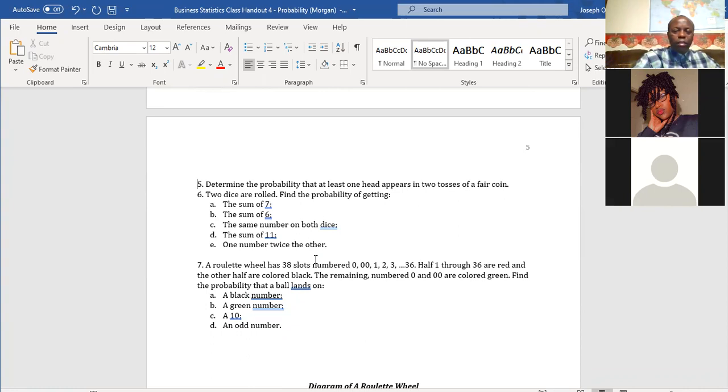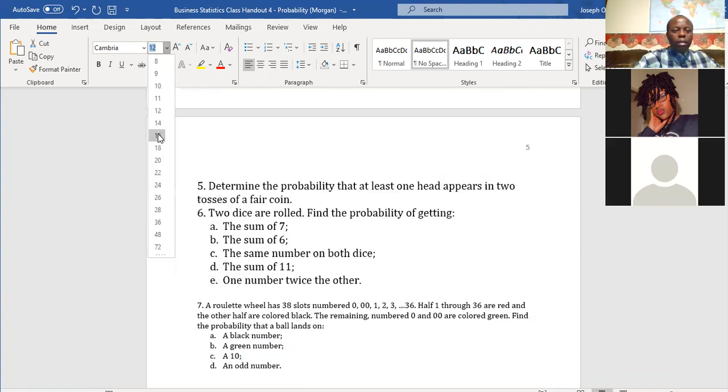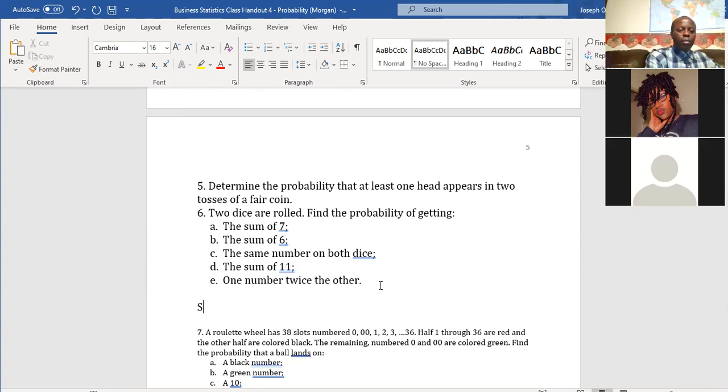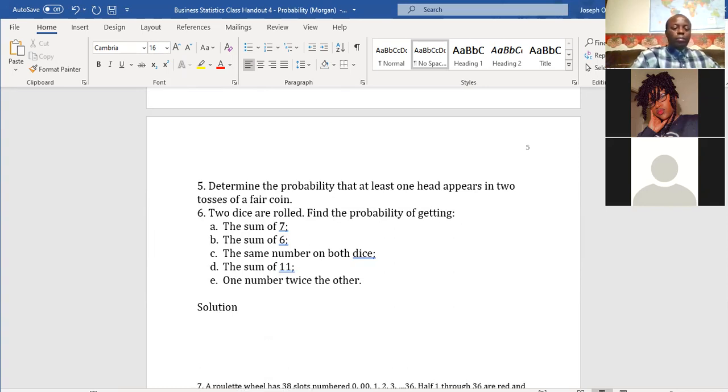Now it says here, let's try another one. Let me try this one. You can try number 5 as a practice, by yourself. I encourage you to do that. Let's look at number 6. Number 6 says solution. Excuse me. Solutions, because I'm going to do all of them together.